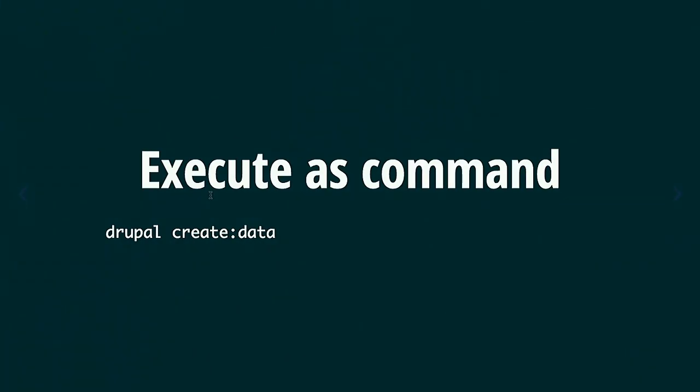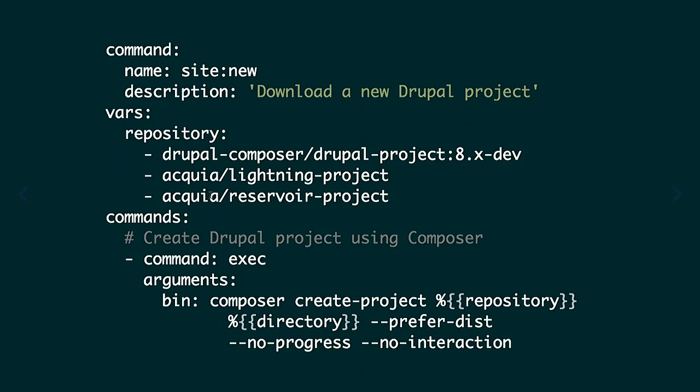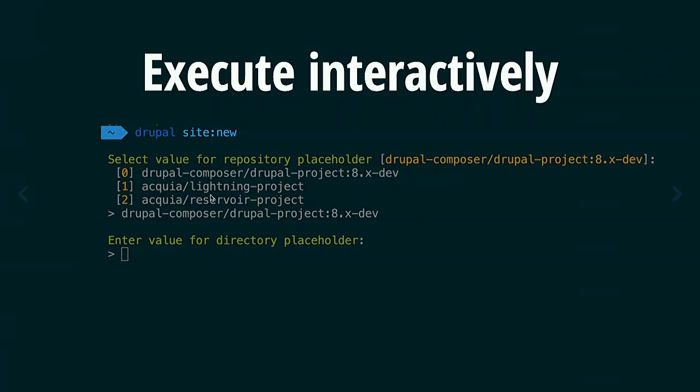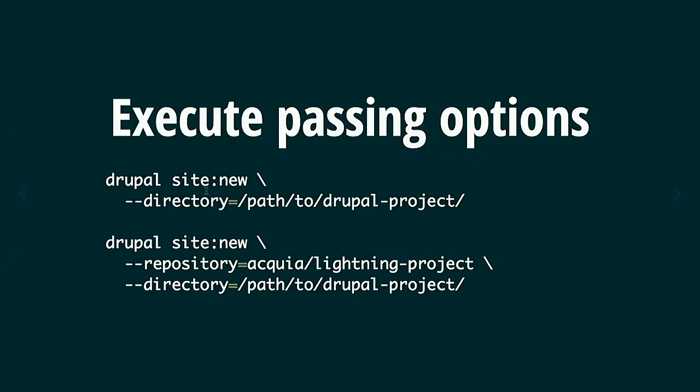Again, you can register it, you can give it a name, and it will be automatically available in your system. This is the same example that I showed you. Every single placeholder you define is registered as an option on your command. So instead of going through the interactive mode, you can provide those values directly through the CLI execution. You can do something like --directory and give it the value, or something like --repository. Let's create a new site using the Acquia Lightning distribution, and just make sure you create it in this directory.